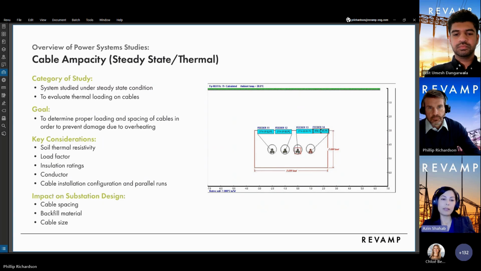Once we perform this study, the impact that the result might have on the design of the substation include cable spacing. We might decide to modify the cable spacing due to the results of this study. Also, selection of backfill material with lower thermal resistivity compared to native soil, as well as changing the cable size.